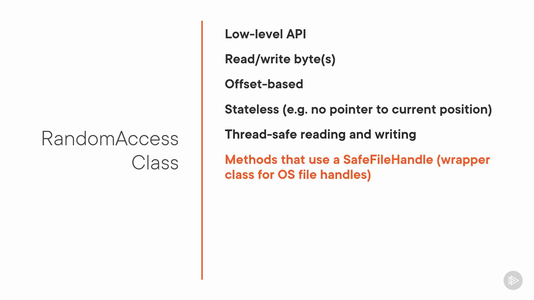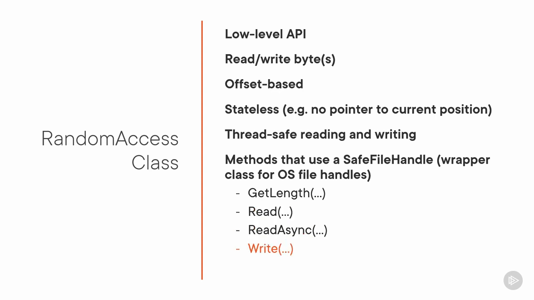The RandomAccess class contains a number of methods, each of which require a SafeFileHandle. You can think of a SafeFileHandle as a wrapper class for an operating system file handle. So for example, the RandomAccess class contains a GetLength method, a Read method, a ReadAsync method, a Write method, and a WriteAsync method.